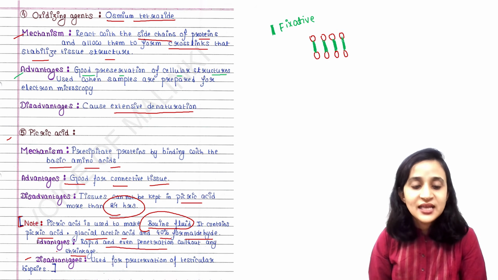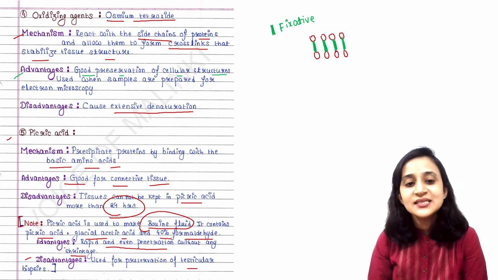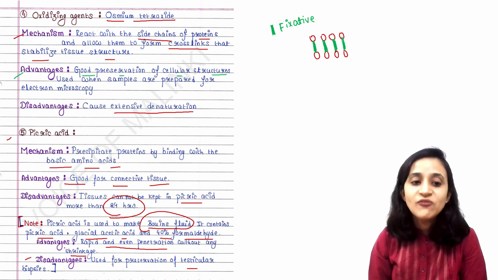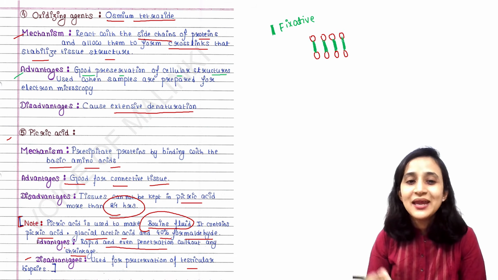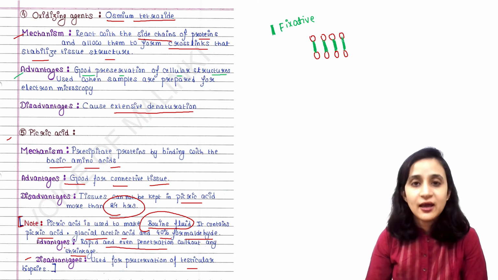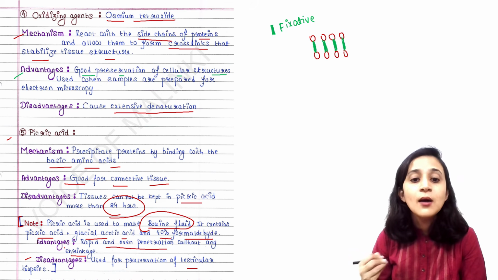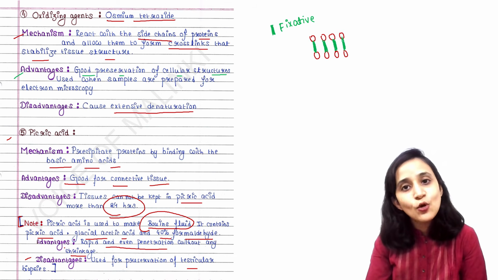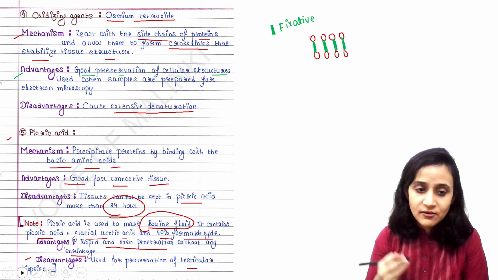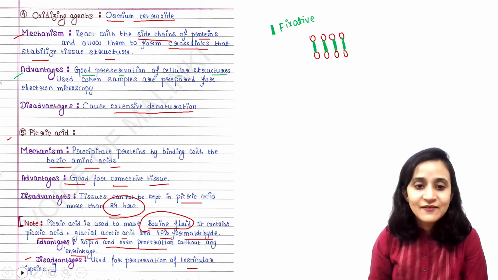And Bouin's fluid is used for preservation of testicular biopsies. This is mainly used to preserve testicular biopsies, the samples which are going for biopsies, the samples which we are isolating from the testes. So mainly those samples are fixed by using Bouin's fluid.